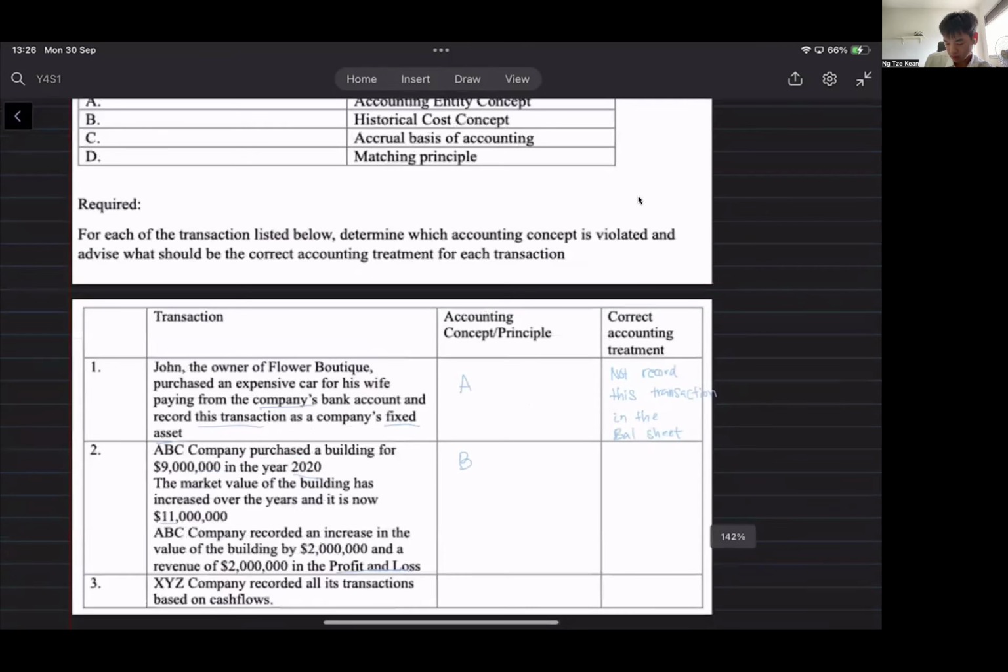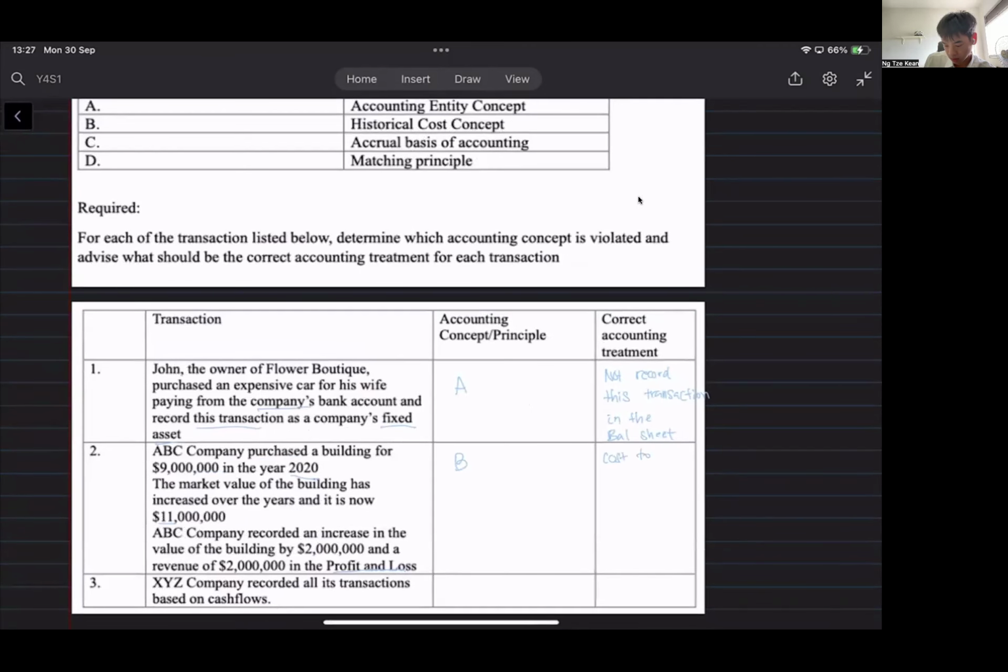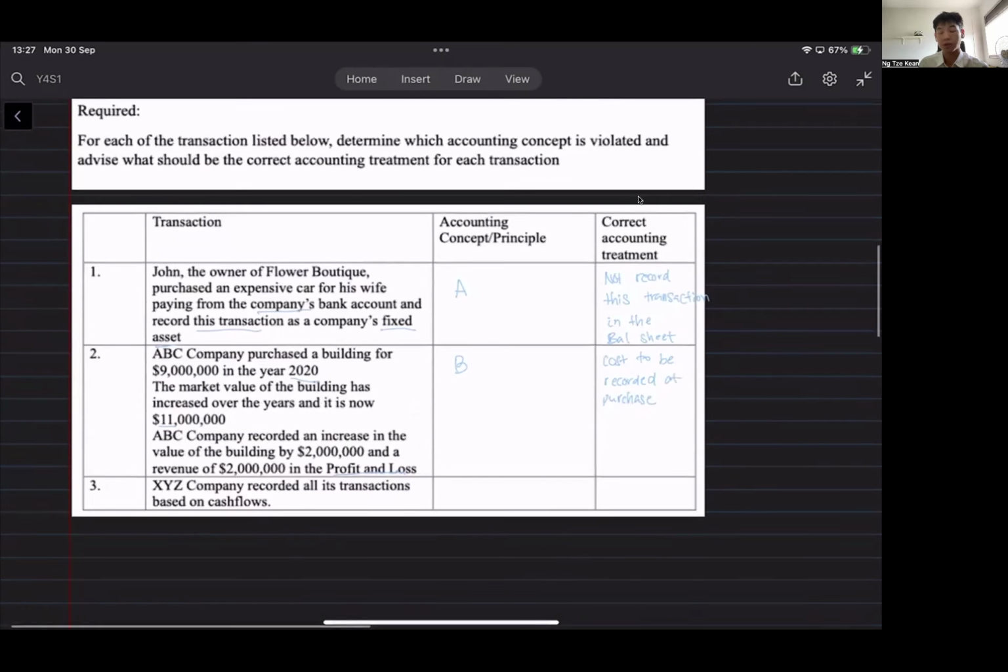What they did here was they tried to record the cost at market value rather than the historical cost of purchase. So number three, the XYZ company recorded its transactions based on cash flow. At least for this module, we use accrual accounting and not cash-based accounting. So this is cash-based accounting.